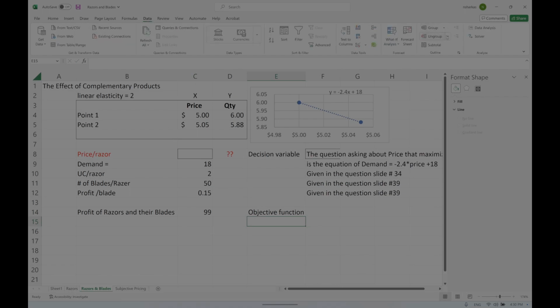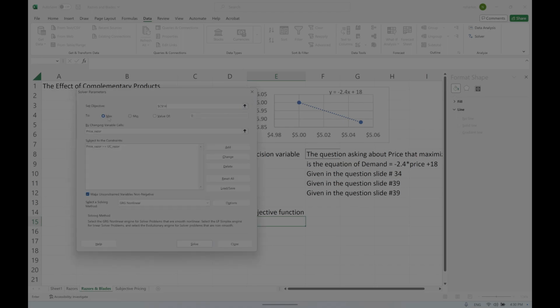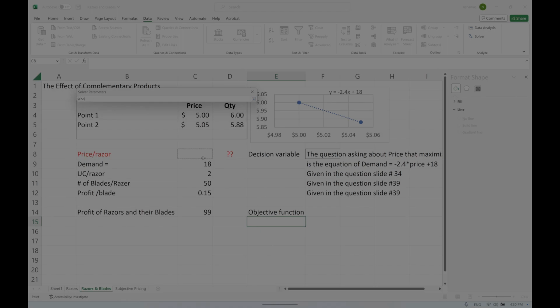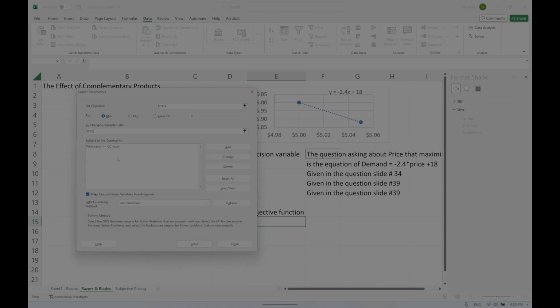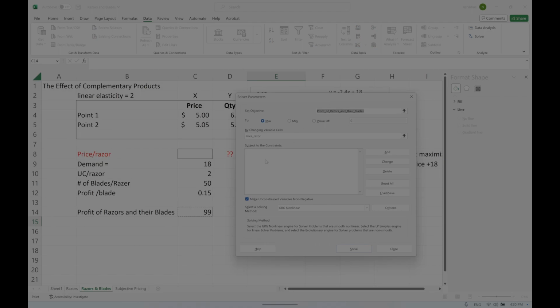So we're going to go to Data, then Solver, and then to the objective right here, and we're going to maximize that. The decision variable is the razor price, and I'm not going to add any constraint, because I want to show you that if you are willing to give away whatever you learned in school, that the profit should be more than the unit cost, or should exceed the unit cost.